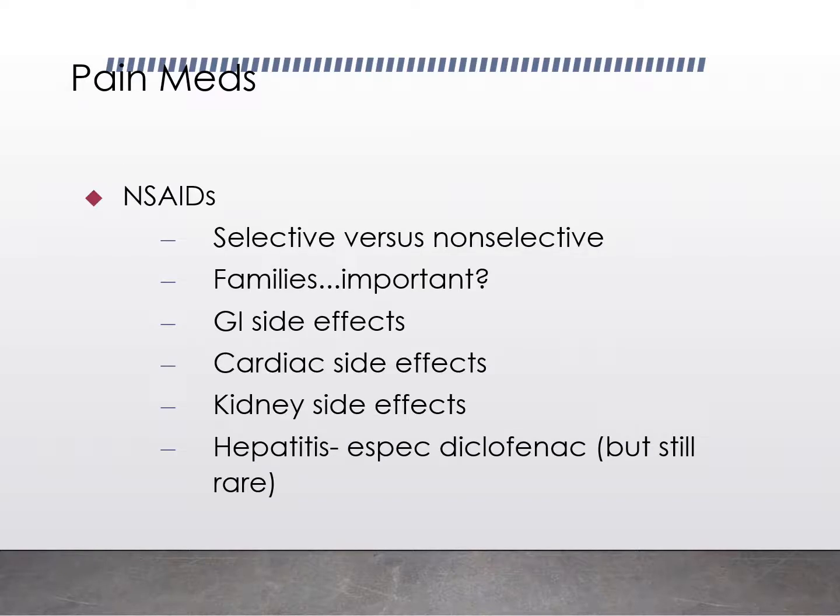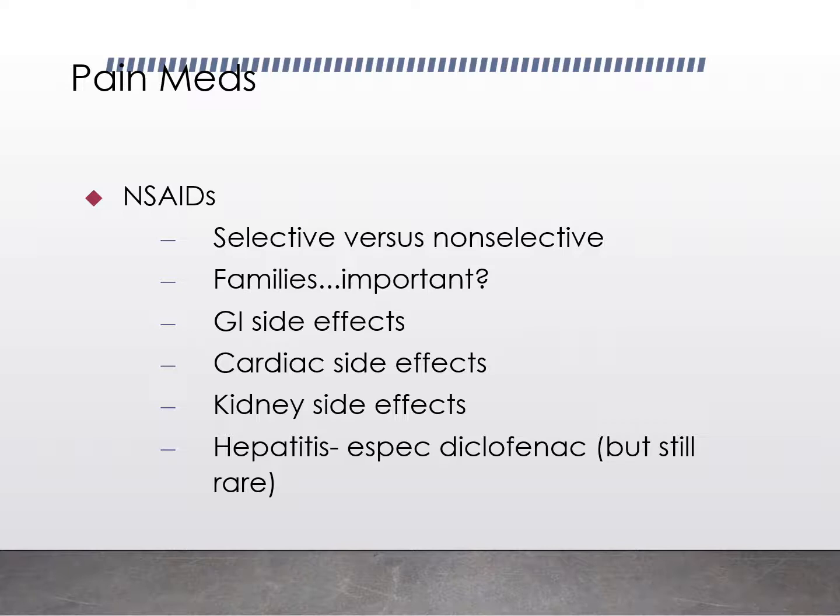Other pain medications include the NSAIDs, the non-steroidal anti-inflammatory medications. There's some of these that are more selective for certain receptors than others. We'll talk about that in a minute. There's families of NSAIDs. That's not something that a lot of people pay attention to. And to be honest with you, I'm not sure if we need to, but it is something you should be aware of. They have a lot of GI side effects. NSAIDs affect kidneys and stomachs. They do not particularly affect the liver, except the medication Diclofenac, which is also known as Voltaren.